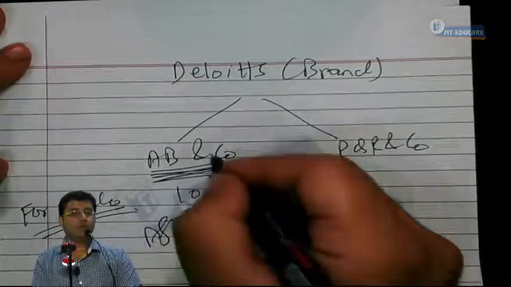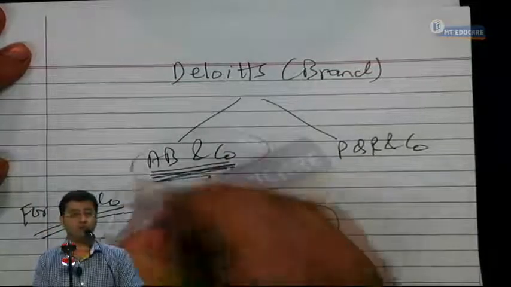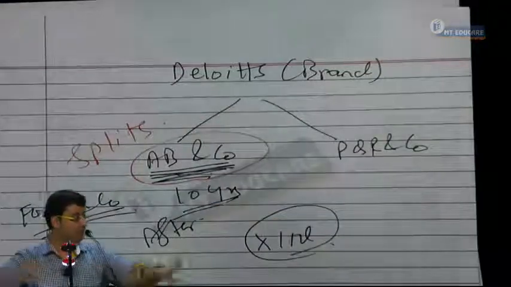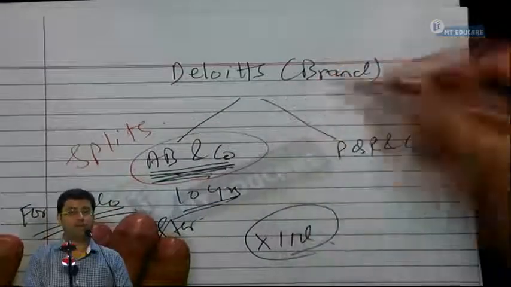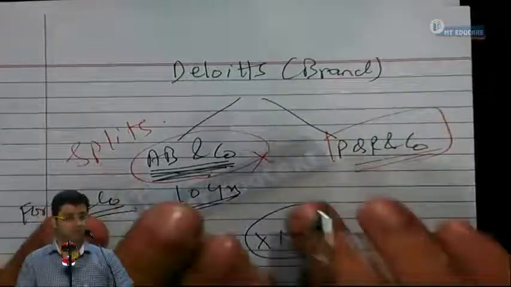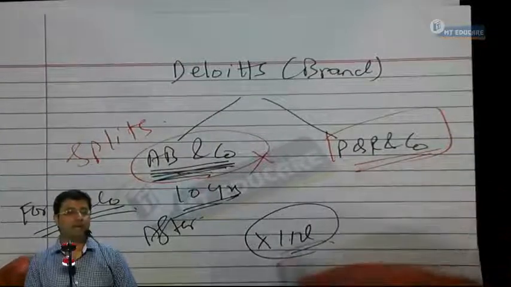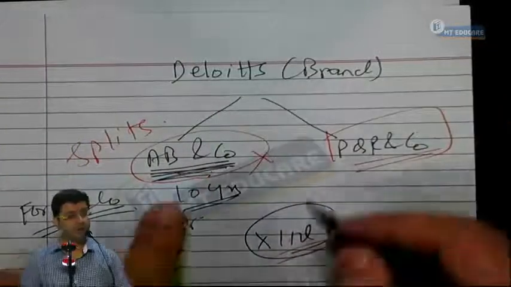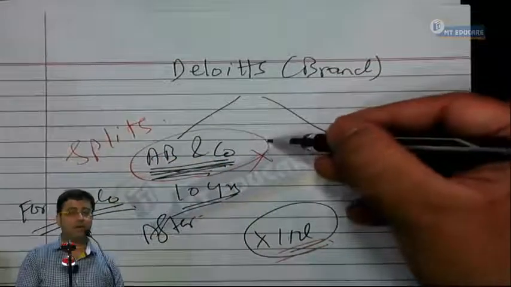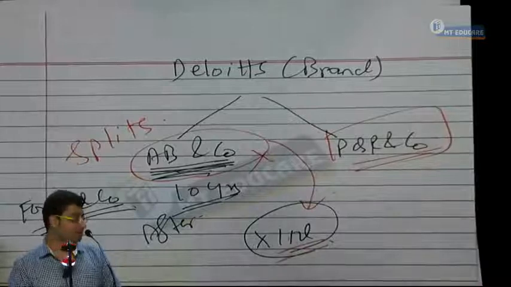After 10 years, this audit firm splits from Deloitte. Split, parted away. Now Deloitte only has PQRN company, not this one. Once it split, X Limited did not approach Deloitte because they were very happy with ABN company. X Limited approached ABN company to become auditor after 10 years.